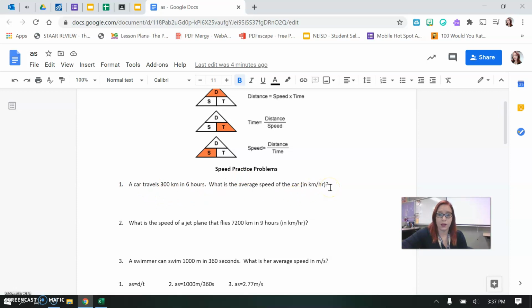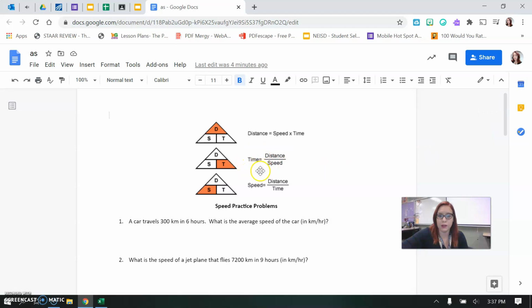So this says that a car travels 300 kilometers in 6 hours. What is the average speed of the car? So up here it gives you all formulas for distance, time, and speed. So the first thing you need to decide is what is the formula I need to use? What am I looking for? What am I trying to calculate?